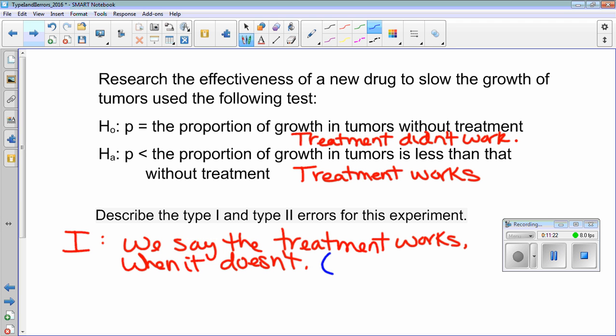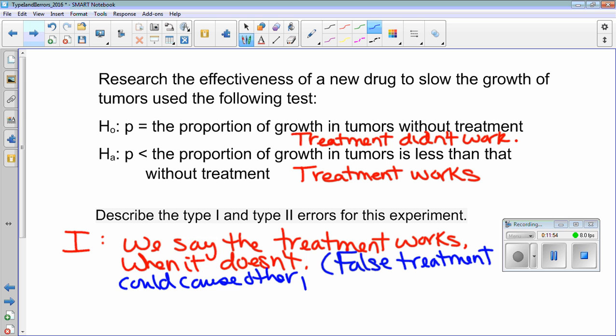Want to say it that way? I don't know. Give me a sentence. Someone give me a sentence. Lexi, give me a sentence. The false treatment. That's great. The false treatment could cause more problems. Could cause other problems. How about that? Could cause different problems. And I'll say side effects, whatever. Okay? Good.